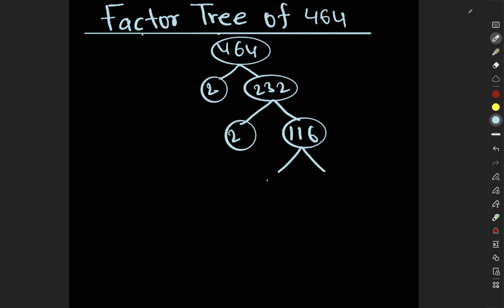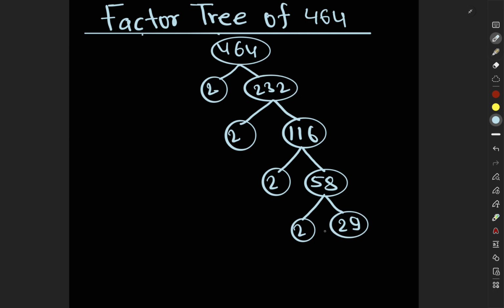116 can be written as 2 and 58. 2 times 58 makes 116. 58 can be written as 2 and 29. 2 times 29 makes 58.